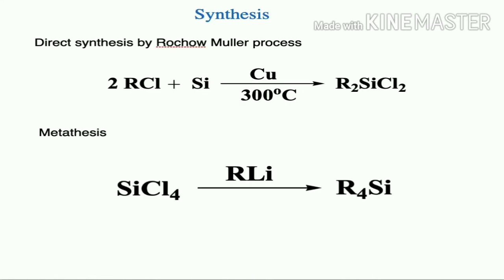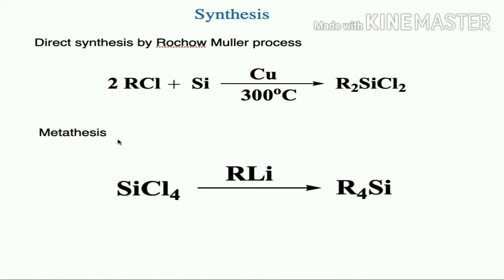If you come to the synthesis of organosilanes, there are three methods we can use to prepare them. The first method is direct synthesis by the Rochow-Muller process. Here the alkyl halides, upon reaction with silicon powder in the presence of copper as a catalyst at 300 degrees centigrade, form the corresponding organosilanes. So this is a direct synthesis, using silicon powder and alkyl halide in the presence of copper as a catalyst at higher temperature.